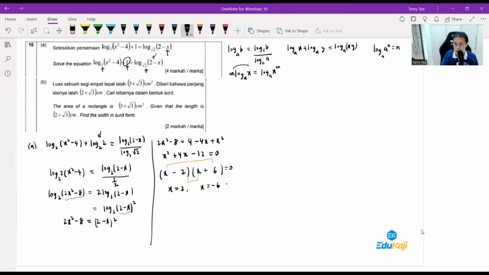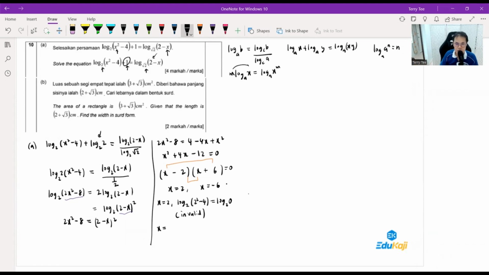Now you notice in this case, if I were to put 2 inside here, 2 minus 2 is going to give us 0, right? When x is 2, it doesn't matter whether you use the first one or the second one. If you put in the first one, 2 squared is 4. This will give us log base 2 of 0, which is invalid, not a real number. You cannot evaluate log of 0. Log of 0 is undefined, right?